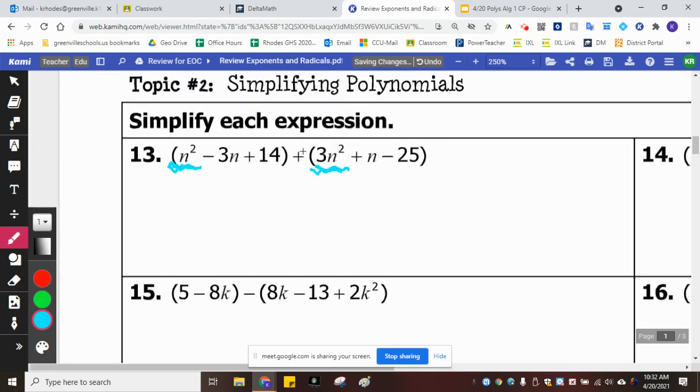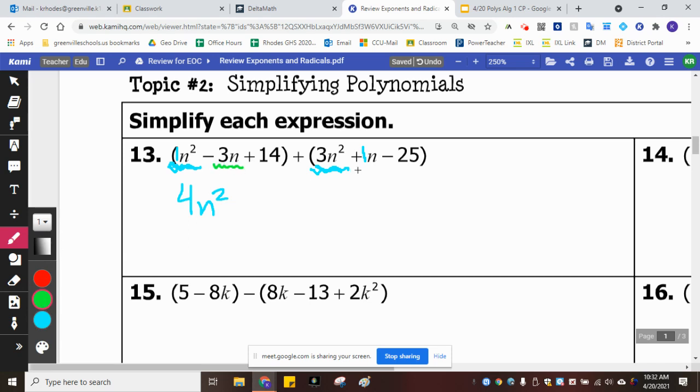N squared and 3n squared, when you add them together, you add the coefficients. And if it's not written, it's an invisible 1. So any of your n's, you want to go ahead and put a 1. And then just add the coefficients. The 1 and the 3 make a 4n squared. And then we'll go to the next term.